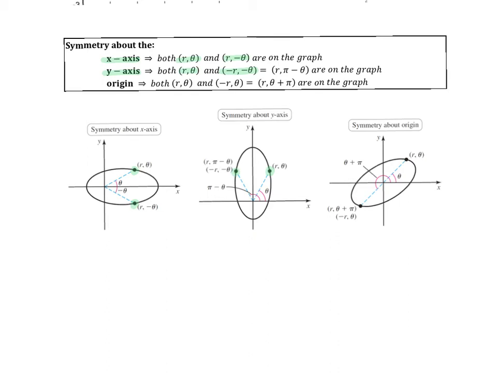And that would be symmetry about the y-axis, but for some people it's easier to see this as a positive r and then a pi minus theta.